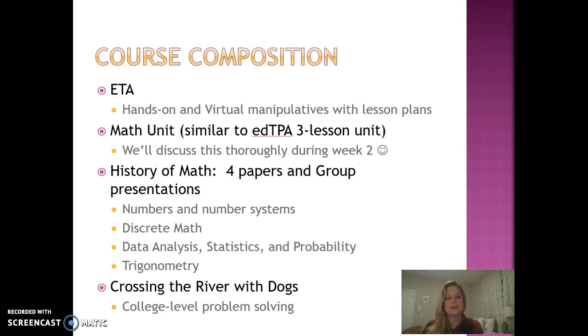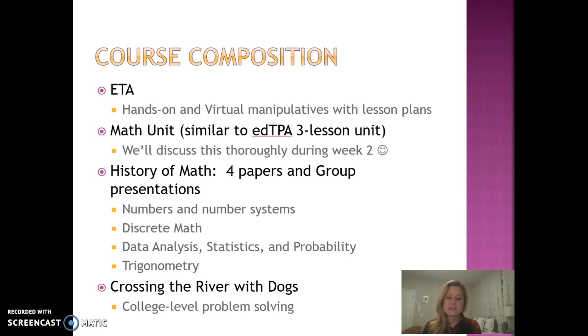We also talk about the history of mathematics in 4 distinct areas: number systems, discrete math, data analysis, statistics and probability, and trigonometry. Now I know you're probably thinking, wait a minute, Professor Ruck, we take a history of math course. Yes, you do. That course also has a specific emphasis, and you're going over everything in there, so it's very broad. It's also just 1 credit, so you're not able to dive deep into certain topics that are going to be really employed heavily at the secondary level.